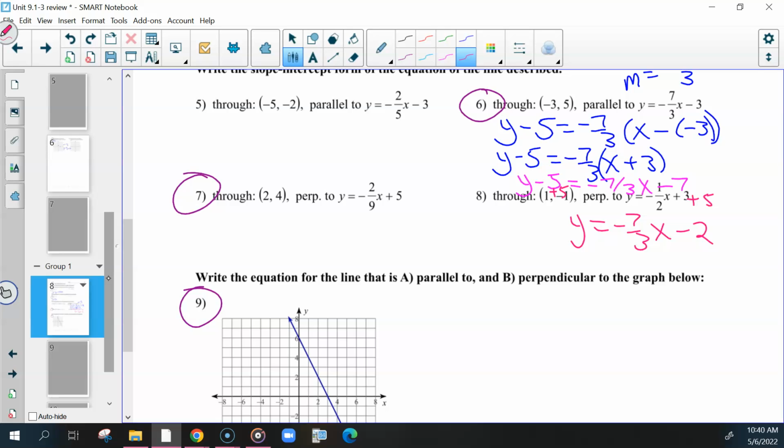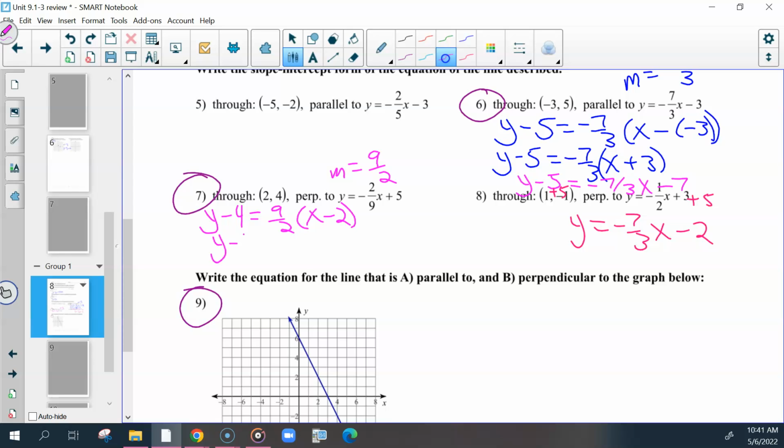Questions on that? We're going to do a perpendicular one in a second. For 7, if we have to find an equation that's perpendicular to this, what would the slope be? Positive 9 over 2. Take this, flip it. If it's negative, make it positive, and vice versa. And then we do that same thing. Y minus 4 equals our slope, 9 over 2, times x minus 2.